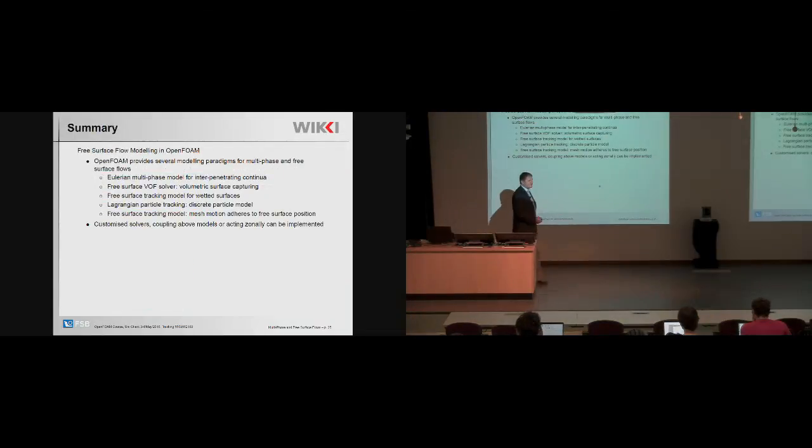Let us summarize this a little. When you talk about multi-phase flow modeling, you need to know a little bit more about the kind of multi-phase flow problem that you're going to have. Okay? There are two basic approaches. One is the Euler approach, where you assume that both phases are present everywhere, okay? And that the volume fraction is relatively high.